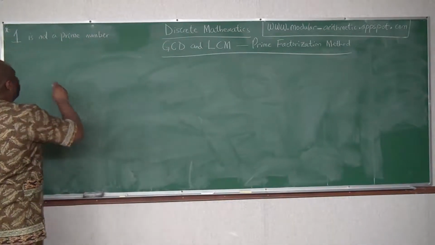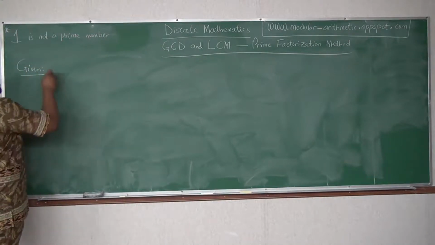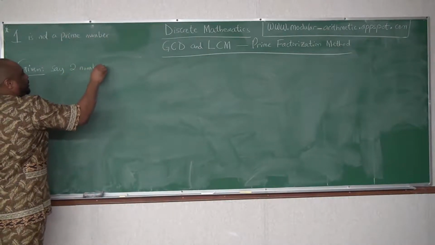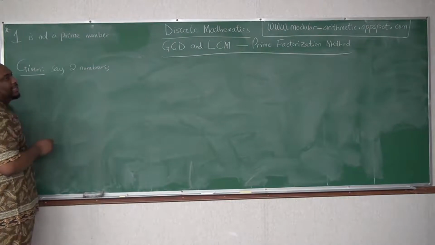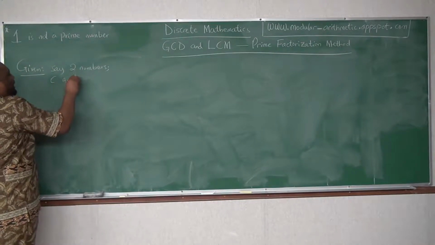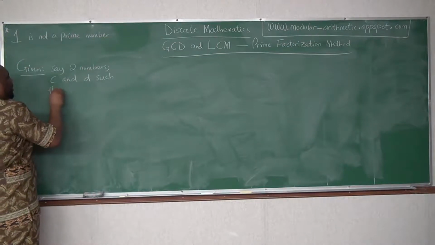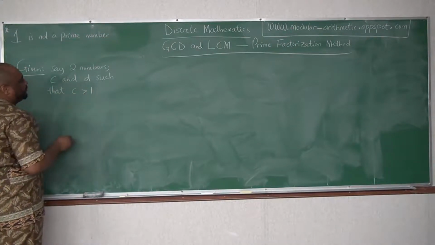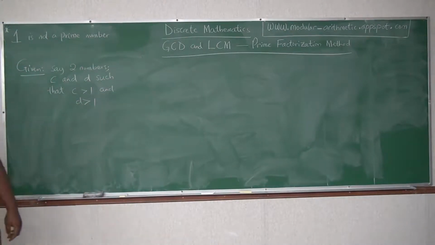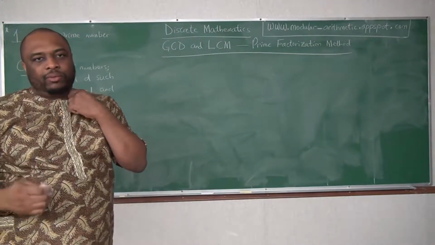So I'm going to write this here. Given two numbers, let's call them C and D, such that C is greater than 1 and D is greater than 1.